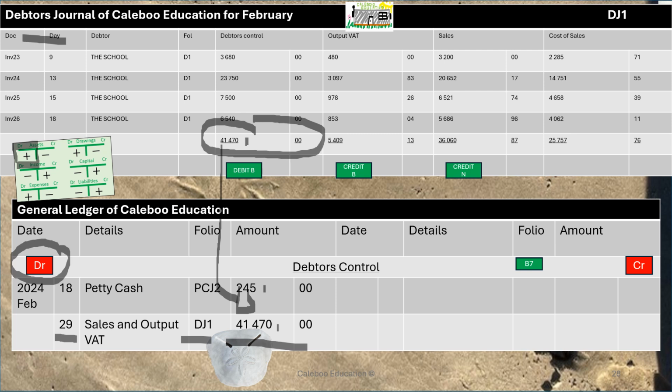Let's see what other transactions took place. So we've posted all the credit sales from the debtors journal to the debtors control account.